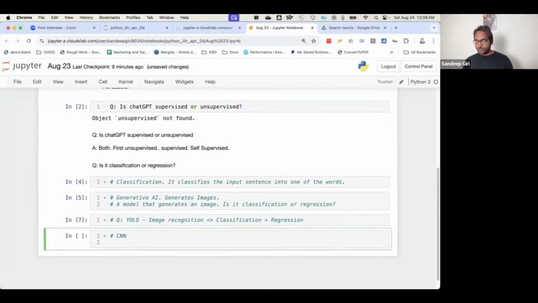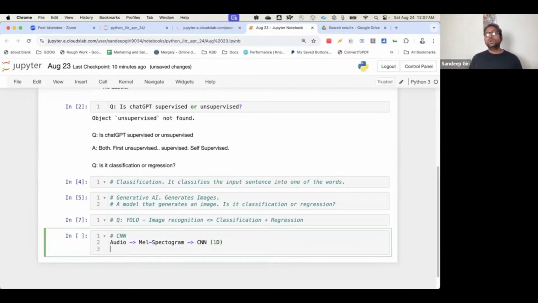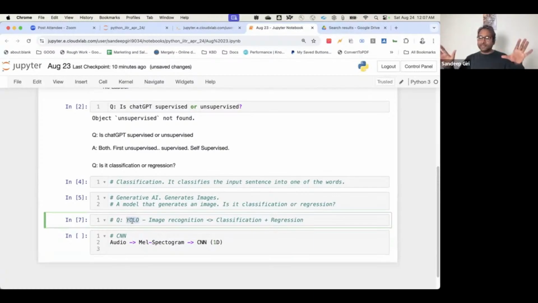So what people usually do is they convert audio into something called a spectrogram, and we call it a mel spectrogram, okay? And then you feed that to a CNN, or a 1D convolution. We'll talk about this. So people use these models, but YOLO is two things. One is an architecture. Second, it's a pre-trained model combined with some more things. So I don't think it's a wise thing to force fit YOLO elsewhere.